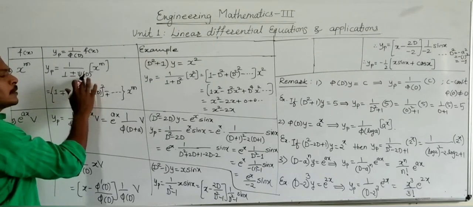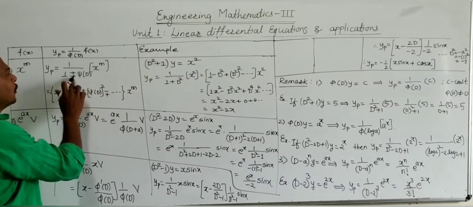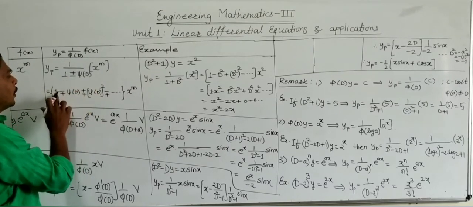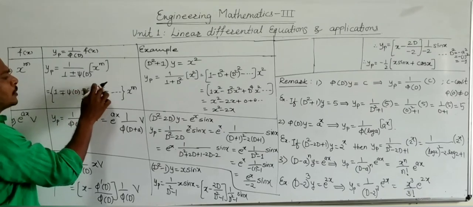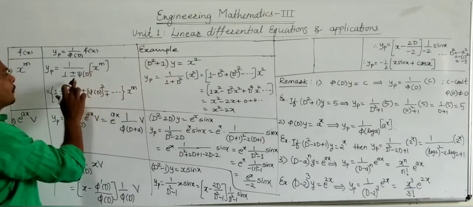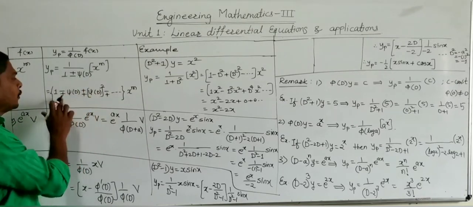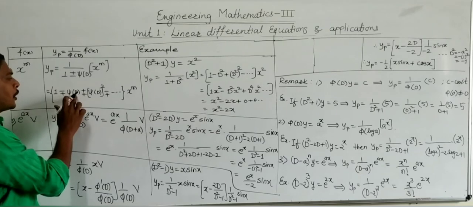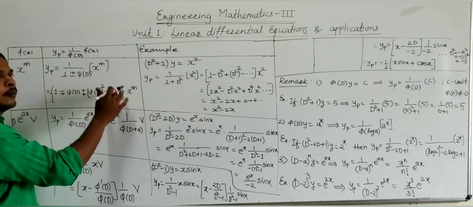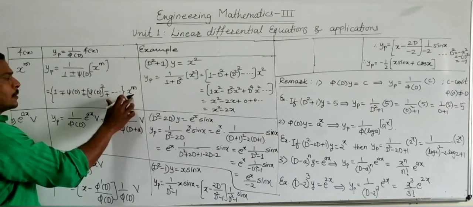Plus or minus the remaining term, and now use the expansion: 1 plus psi of d becomes 1 minus psi of d plus psi of d square minus psi of d cube plus and so on. If there is a minus sign, then every term contains a plus sign. So we get 1 plus psi of d plus psi of d square plus psi of d cube plus and so on, and this function as it is.